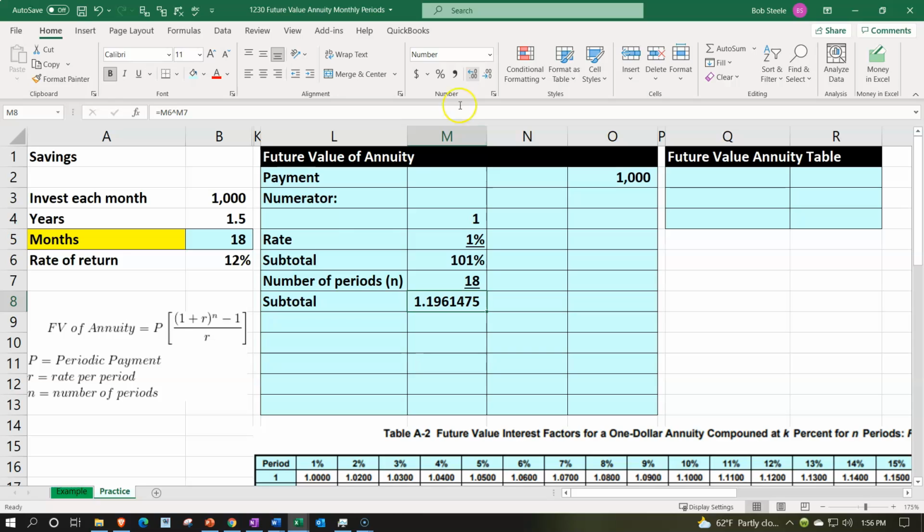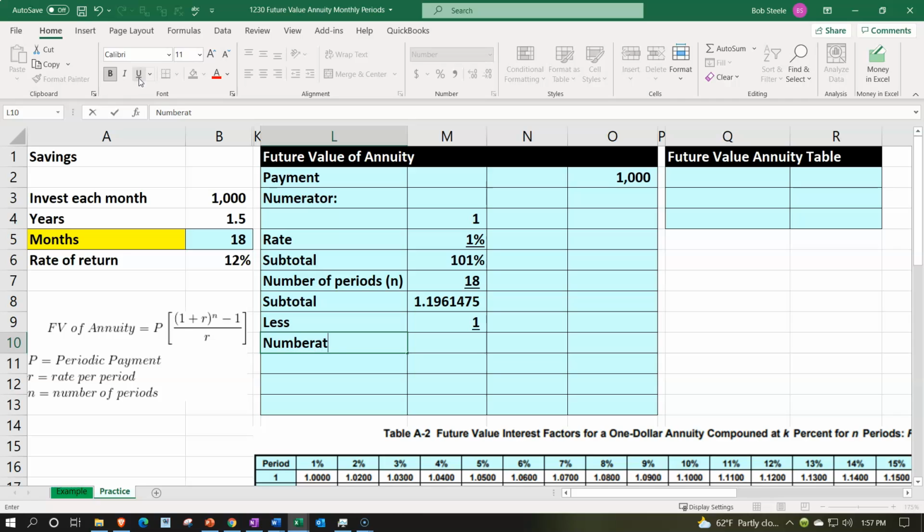Decimalized. Okay, and then we're going to say less $1 right here. We're right there on the numerator, still 1. Underlining that by going to the home tab, fonts group, and underline. And then finally, we'll bring that out to the outer column, and we'll call that the numerator.